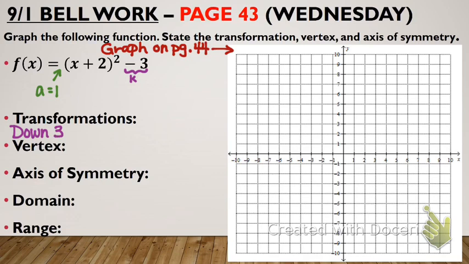When we're using words like left, right, up, down, stretch, compress, reflect, we're just going to name the values. We're not going to put negatives on them. So in your descriptions, we'll never have negative numbers, but we know that down means in the negative direction.